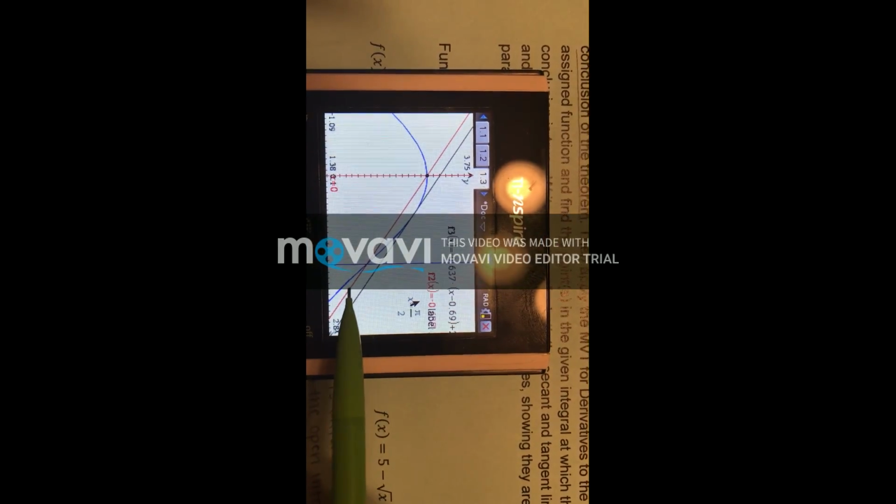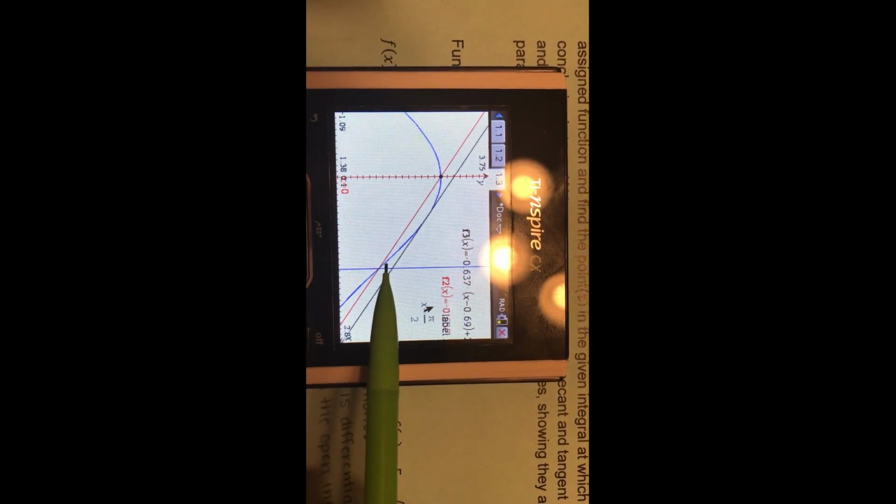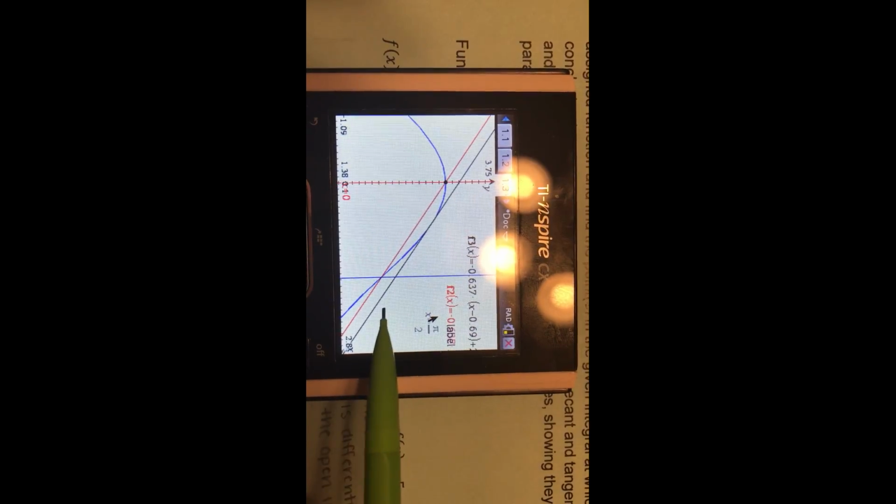So we plug the secant and the tangent equations in, and the secant line is the red line and the tangent line is the blue line. And as you can see, these two equations meet the mean value theorem.